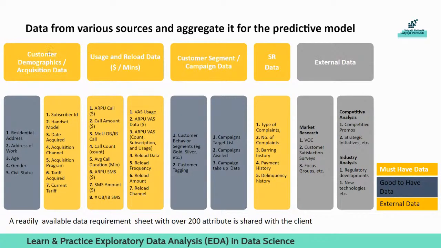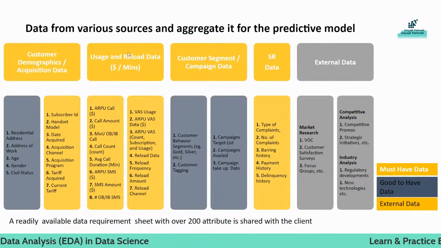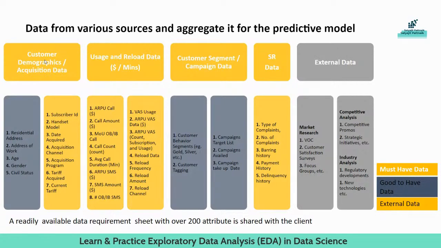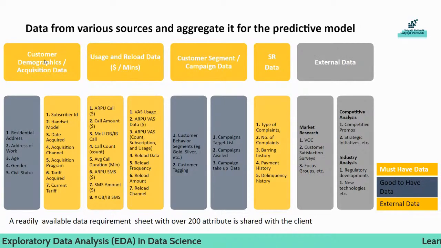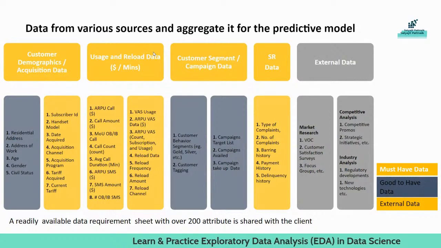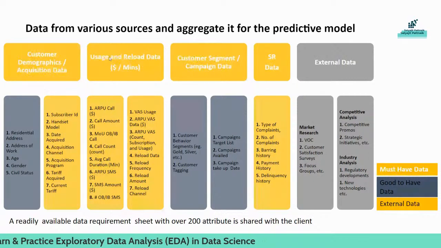Now this is where your domain knowledge comes into the picture. Then you will have an understanding of the types of data which we can collect. We can collect customer-related data. We can collect customer demographics data, like whether he is living in Mumbai, Hyderabad, North India, South India, wherever he is living. What are the usage and reload data? How often is he recharging? What is the usage? Is he talking more at night? Is he talking more during the day? All this kind of data.